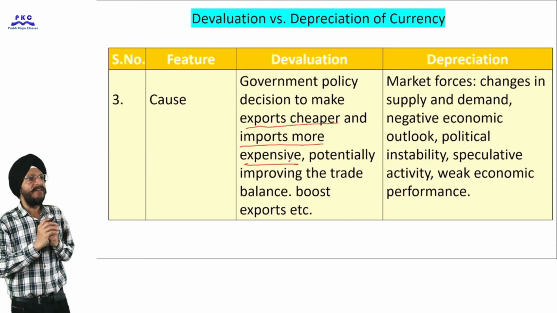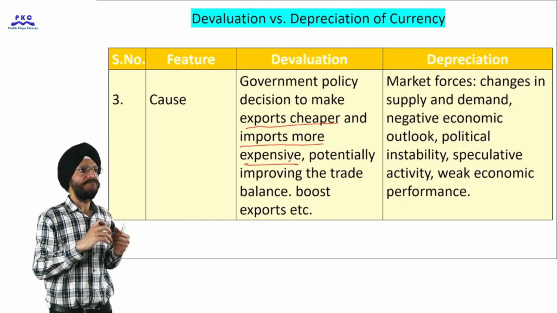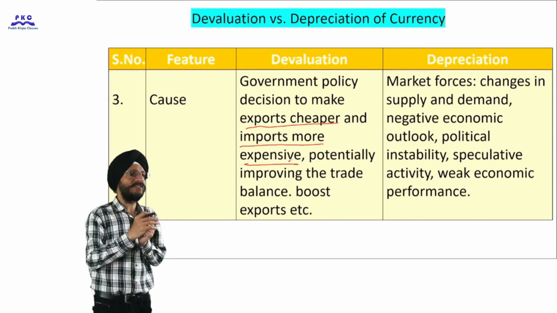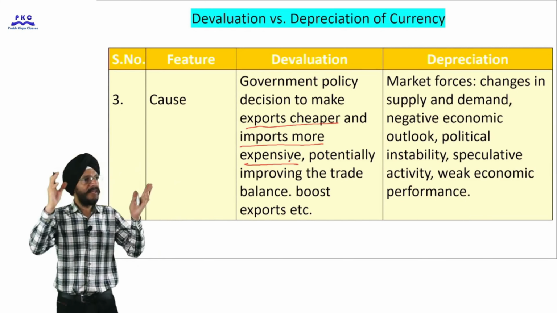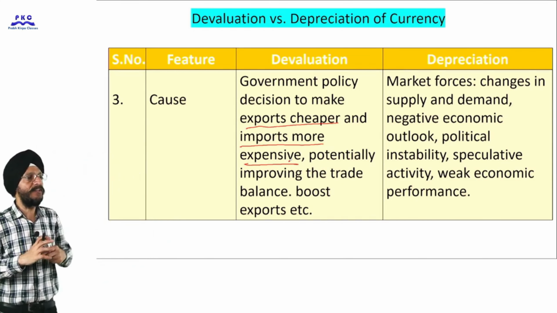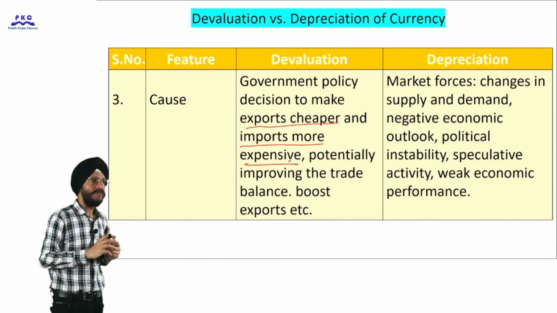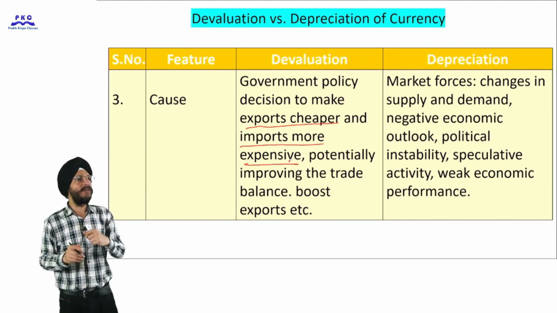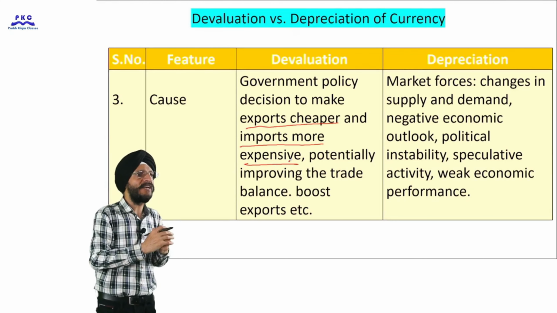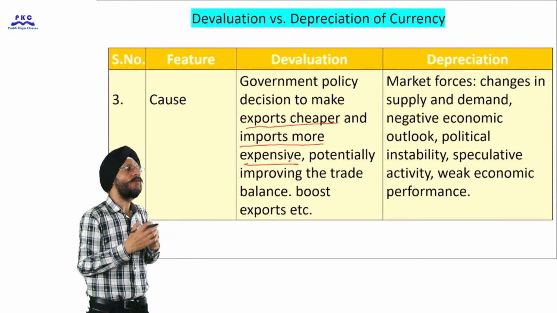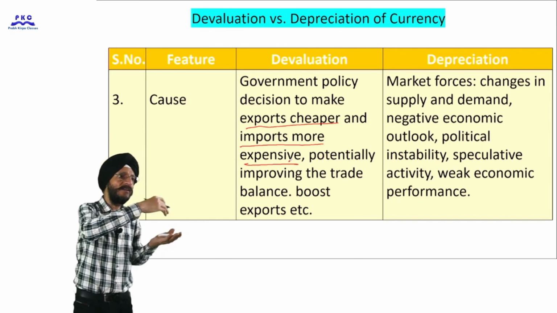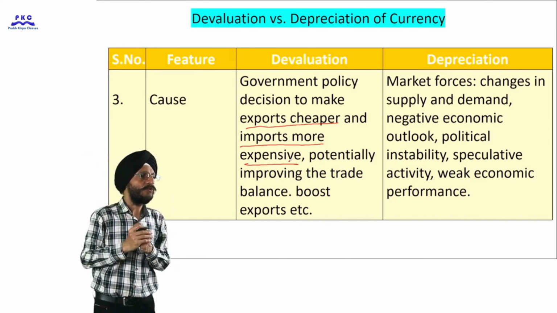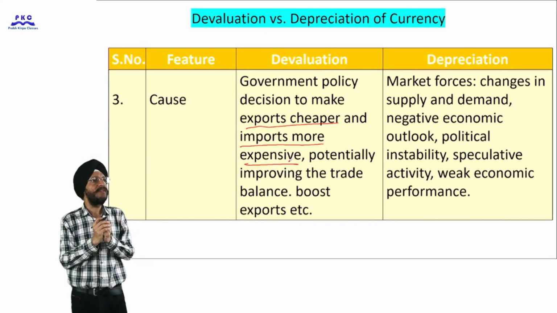On the other hand, depreciation of the currency may be caused by a change in supply and demand of the domestic currency. There may be a negative economic outlook for the country, the economic performance of the country is not good, or there is political instability in the country, and speculative investors also believe that the value of the currency is likely to depreciate in the near future, so they will offload their domestic currency, and it will result in the depreciation of the currency.